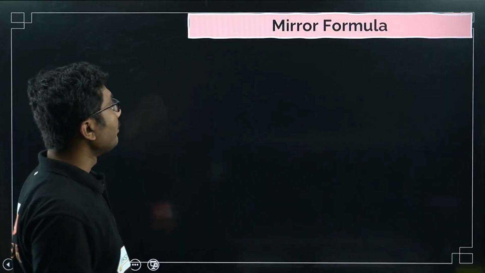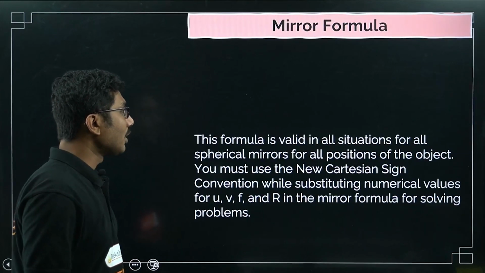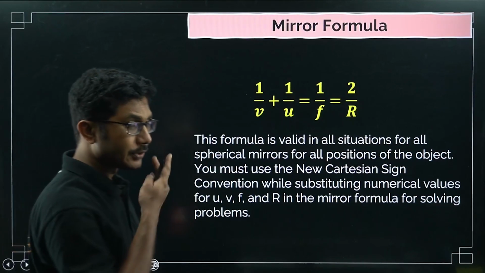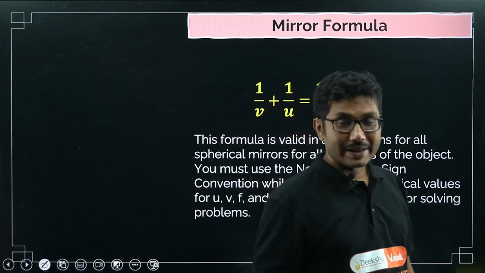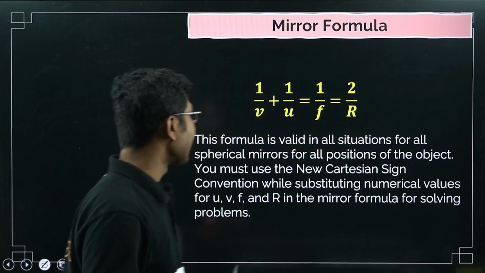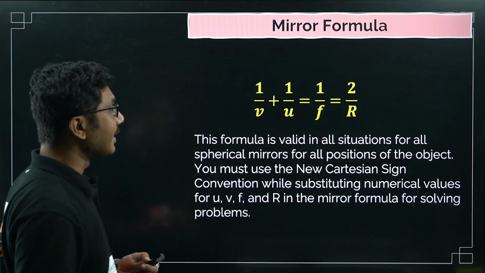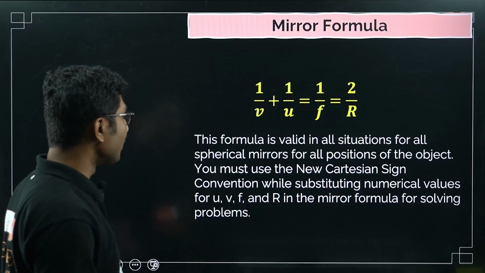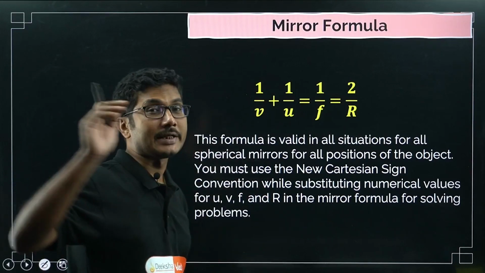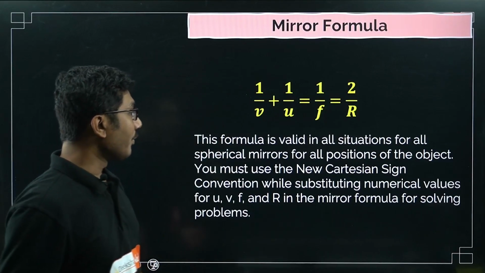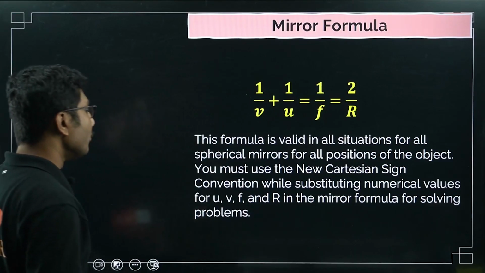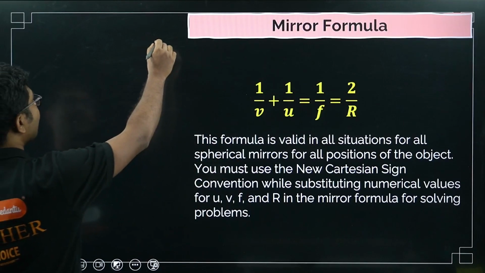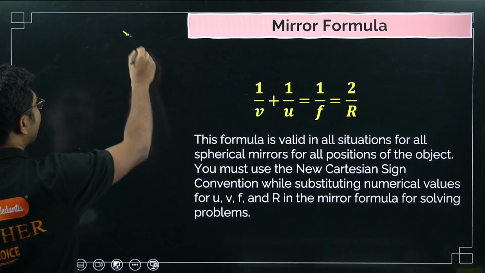That's it. Mirror formula. The mirror formula is the equation that represents the relationship between object distance, image distance, etc. We will explain that in a while. First of all, this formula is valid for all situations, for all spherical mirrors, for all positions of the object. You must use the new Cartesian sign convention, the sign convention that we discussed, while substituting the numerical values for u, v, f and r in the mirror formula for solving problems. Now let us understand what u, v, r, f are.